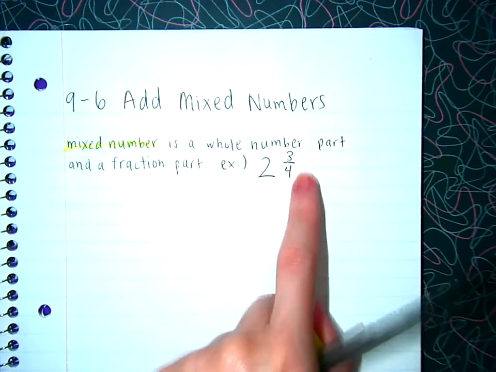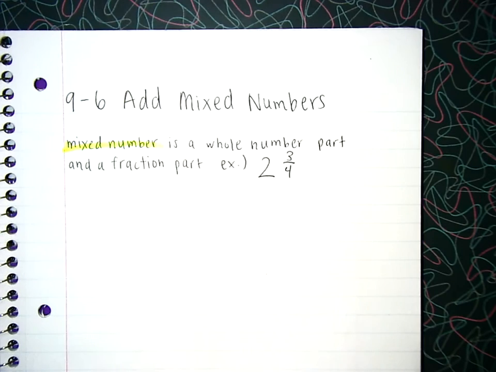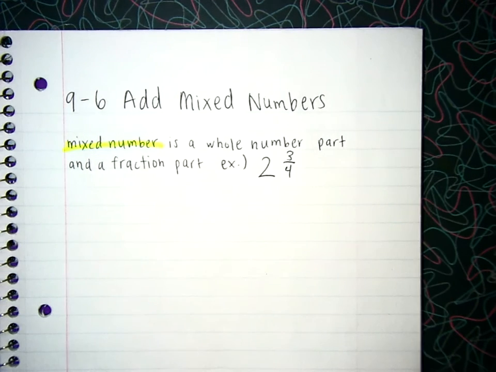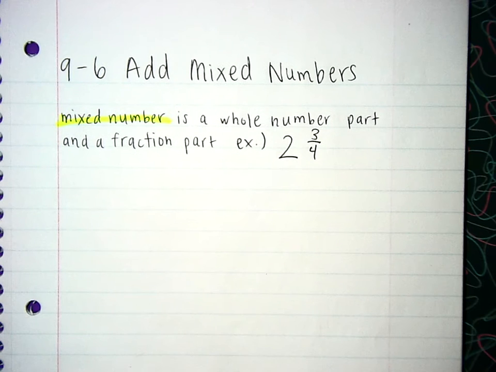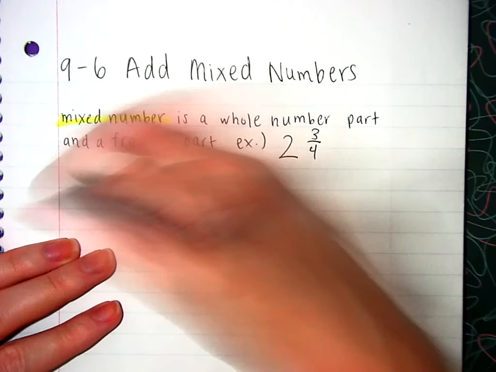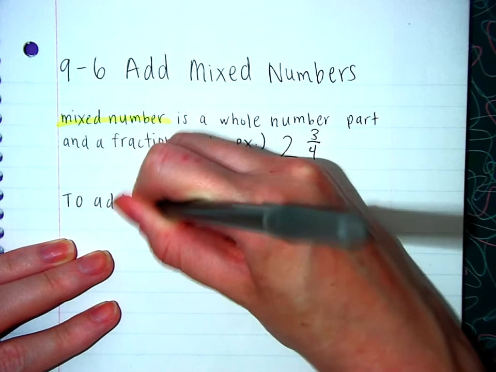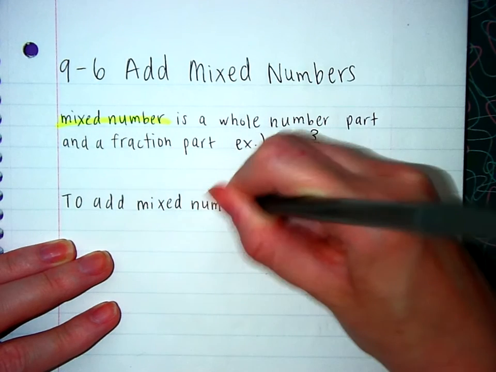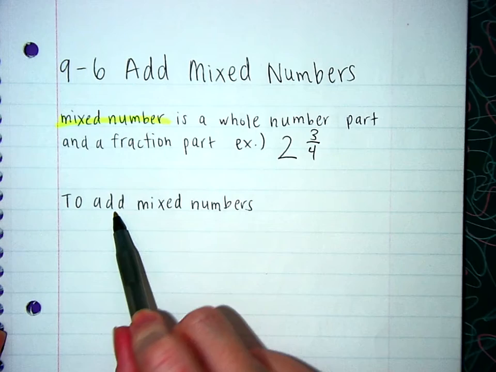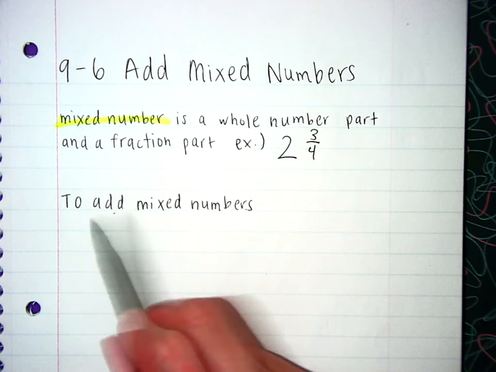So we're going to be working with adding two mixed numbers at the same time. There's a way to do this. There's actually many ways, but the easiest way I think is to follow a step method. So to add mixed numbers, that's the operation we're dealing with today. Soon you will learn how to subtract mixed numbers, but this is our first operation.